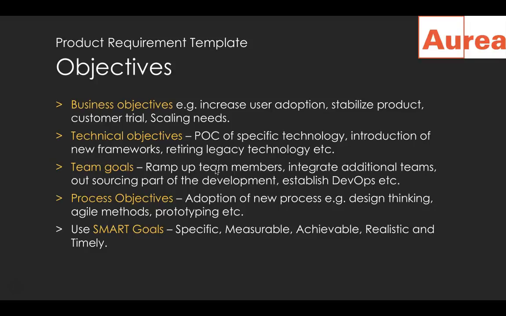And finally, process objectives, which is the adoption of new process such as design thinking or agile methods if the team is not agile, prototyping or those ideas. And finally, the objectives should be SMART, which is the acronym for specific, measurable, achievable, realistic, and timely. Being specific and measurable gives us a very good goal, which is objective and tangible versus abstract goals.